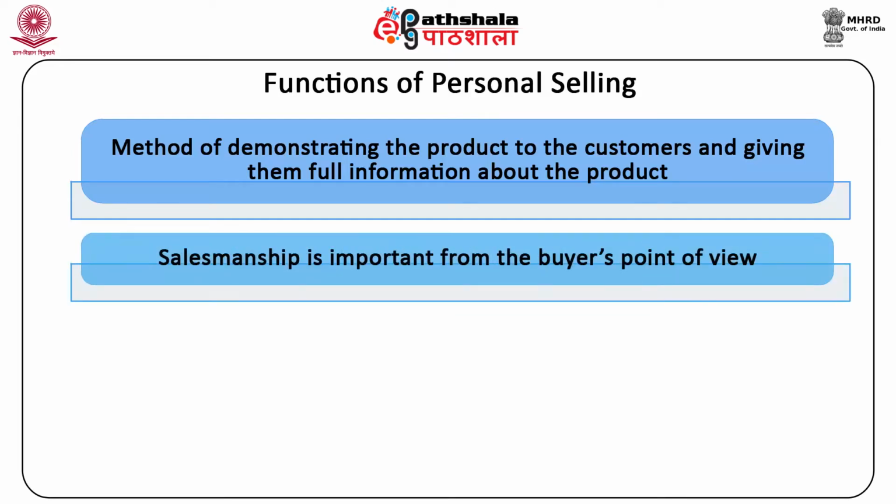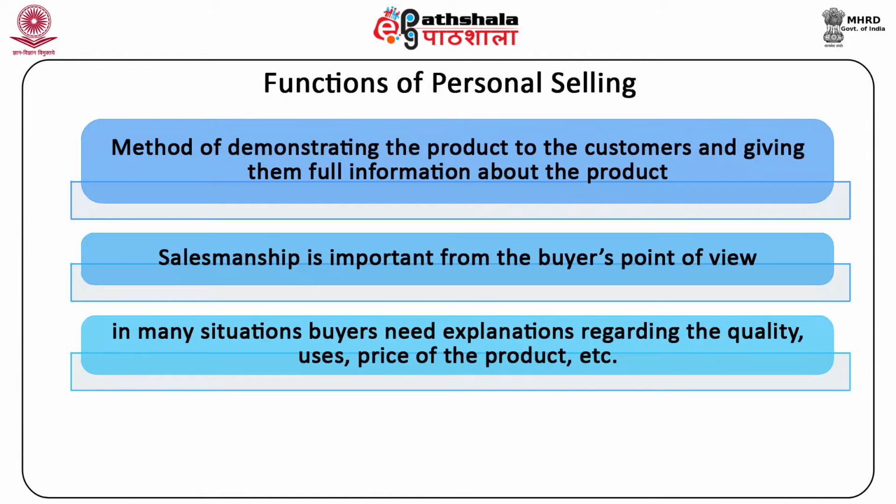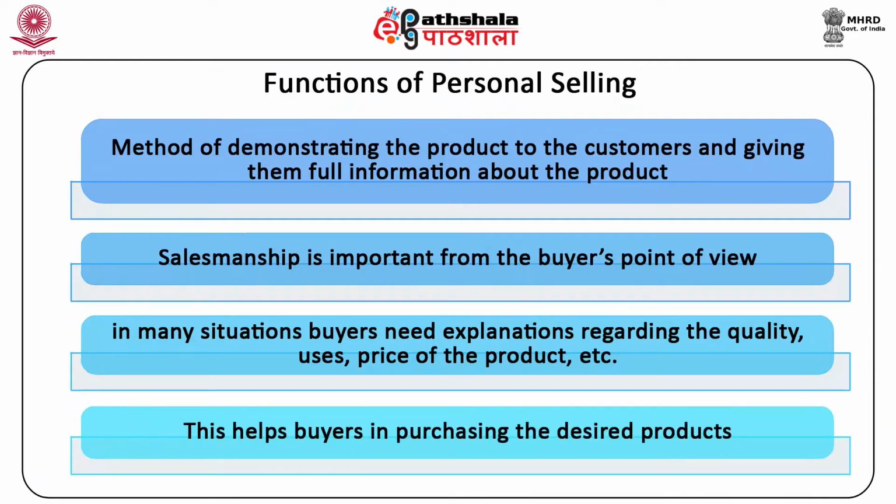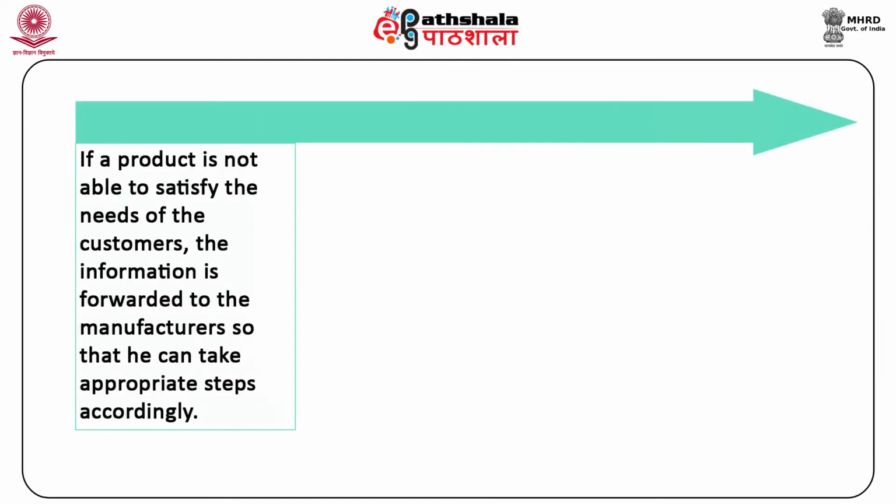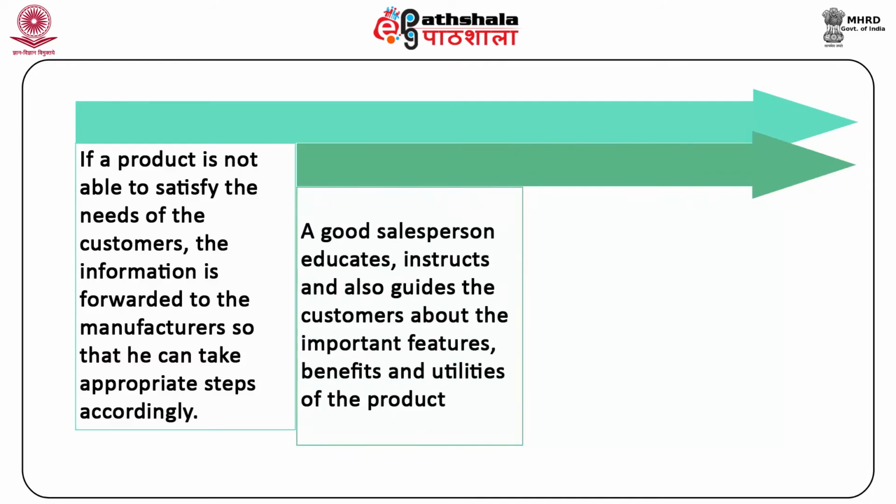Salesmanship is important from the buyer's point of view, as in many situations buyers need explanations regarding the quality, uses, price of the product, etc. This helps buyers in purchasing the desired products. If a product is not able to satisfy the needs of the customers, the information is forwarded to the manufacturers so that he can take appropriate steps accordingly. A good salesperson educates, instructs, and also guides the customers about the important features, benefits, and utilities of the product.